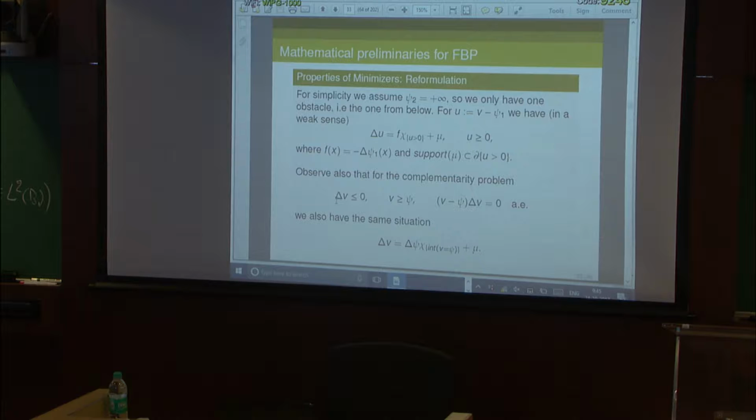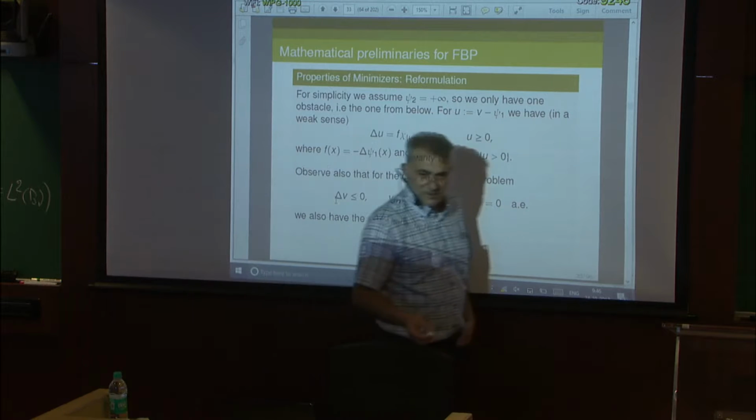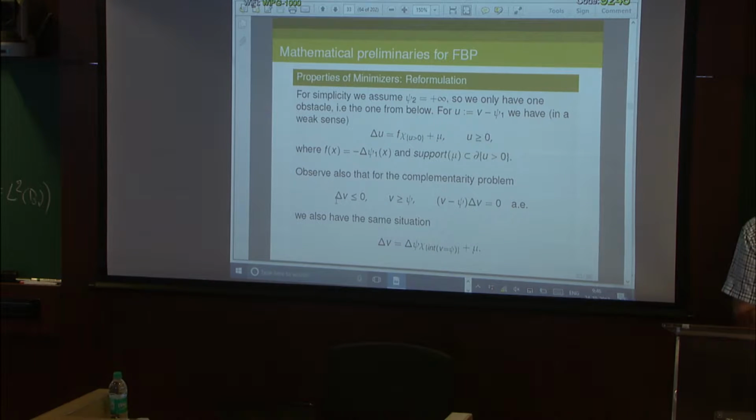So what we did, we looked at this and realized that we can reformulate it. I think you had some exercise yesterday to do. So we reformulated, and we called the function u to be v minus psi. So we subtract the obstacle. And you're supposed to compute this. So I can just do it for you.